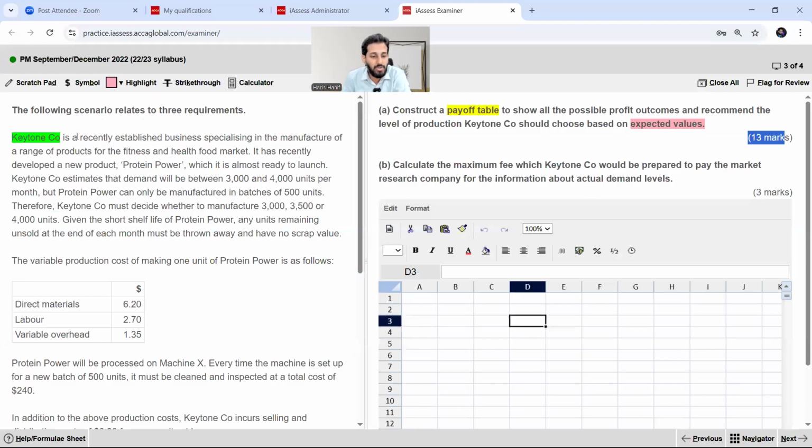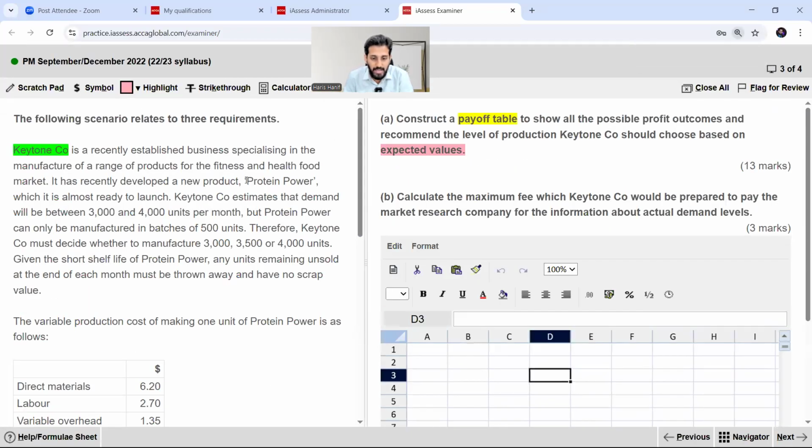Let's move on. KeyTone is a recently established business specializing in the manufacture of a range of products for the fitness and health food market. It has recently developed a new product, Protein Power. Protein Power is basically the name of the product, which it is almost ready to launch. KeyTone estimate that demand will be between 3,000 and 4,000 units per month. They are estimating that demand can be either 3,000 and 4,000 or in between.